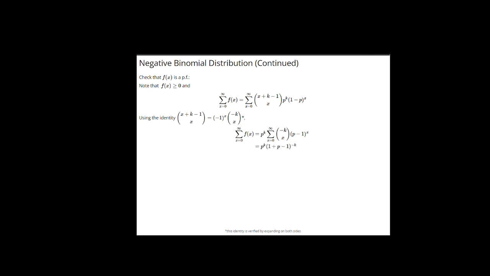And this is simply a binomial expansion. It's the expansion of 1 plus p minus 1 to the power minus k. But 1 plus p minus 1 to the power minus k is just p to the power minus k. Multiplied by p to the power k, we obtain 1. So the sum of the values of f of x is 1.